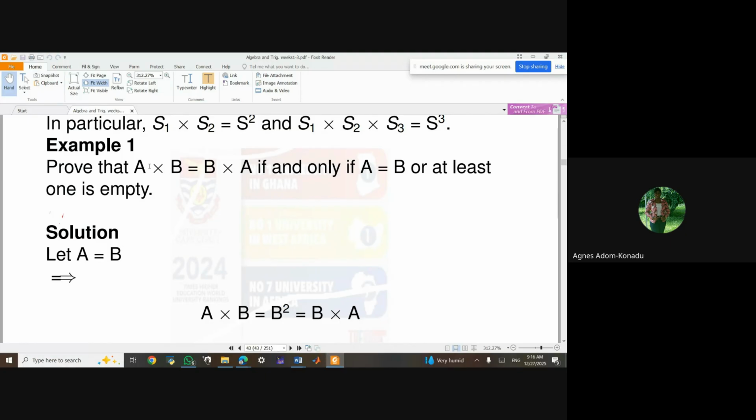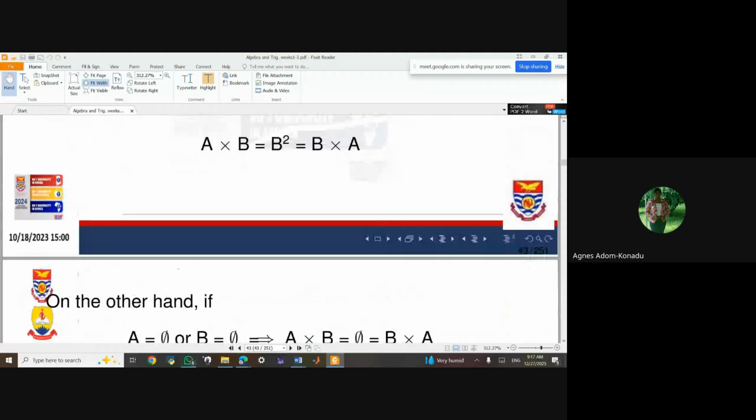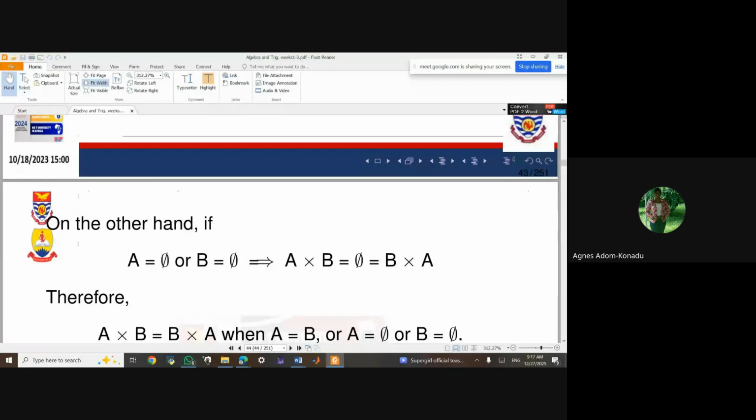So first we'll start by saying that A is equal to B. That's the first part. If A is equal to B, then it means that my A cross B is the same as B squared, because they are the same, or A squared. So A cross B is equal to B to the power 2 or A to the power 2, which is the same as B cross A. So that's the first one. On the other hand, if A is empty or B is empty, from the characteristics, it means that A cross B is equal to a null set, or B cross A is a null set.